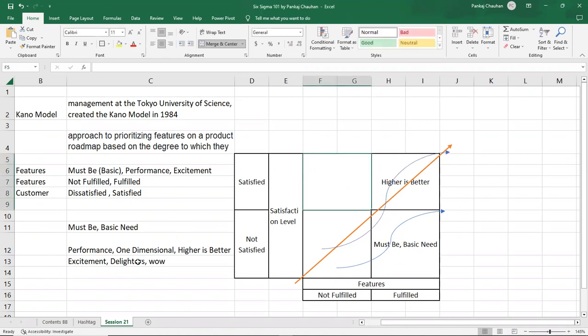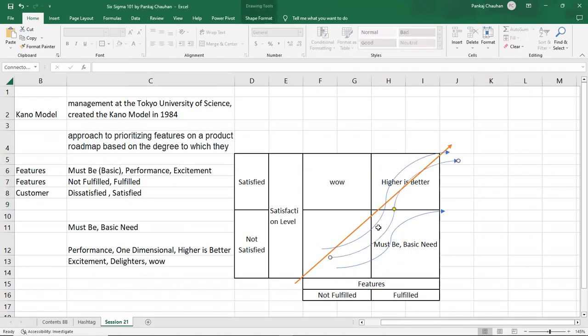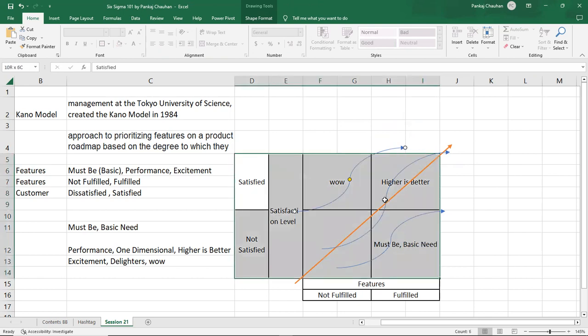And the third one are the delighters, or the wow. Wow means the customer is not expecting anything out of that, but if you provide, the customer will be super happy without any expectation. So these things will come into this category here. That's how we develop a Kano model. So the more requirements you are fulfilling, the happier the customer will be. This is the basic fundamental which you will see.